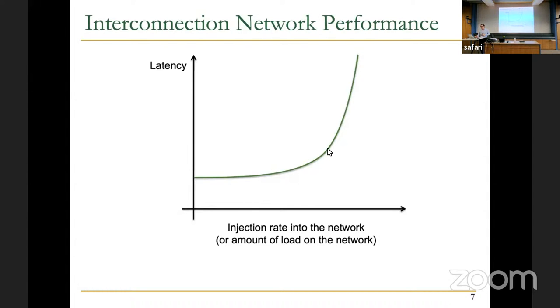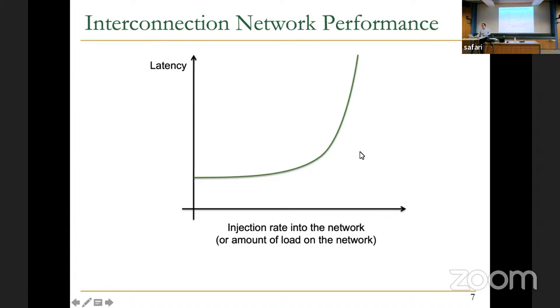As your injection rate into the network increases, your latency is somewhat constant when the load is low. But when the load becomes higher, your latency starts increasing because of contention that happens in the network. And then at some point, your latency shoots up to unreasonable levels. We're going to have a specific name for those levels. You cannot push the load in the network further.